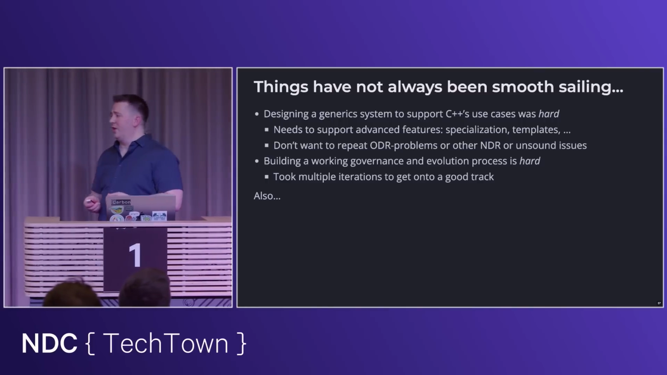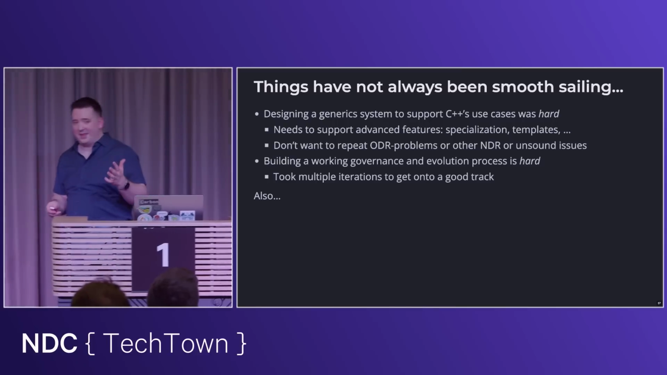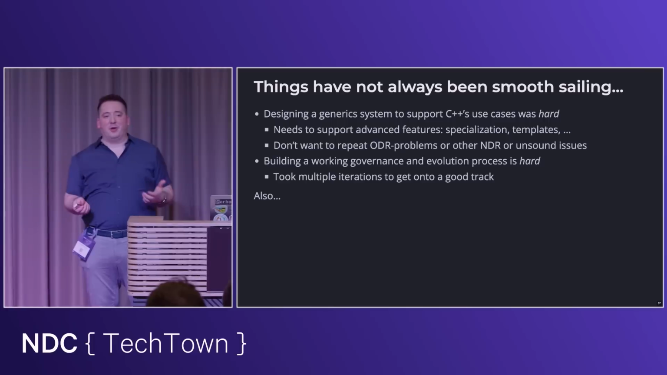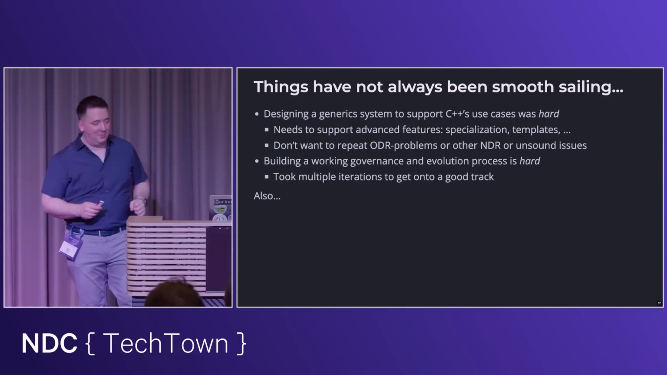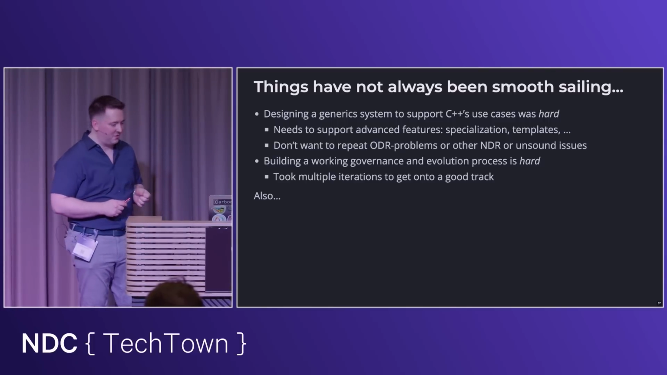The other thing that was really hard is actually building a working governance and evolution model. It turned out that took us a whole bunch of attempts to get right. If you want some of the fun stories, ask me or Kate anytime. We have many scars to talk about how this was not obvious at first.